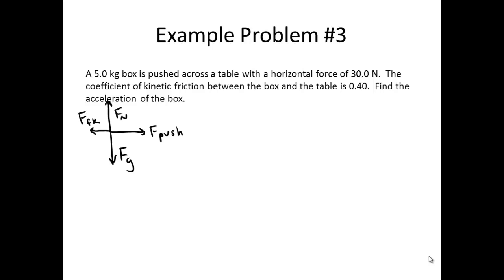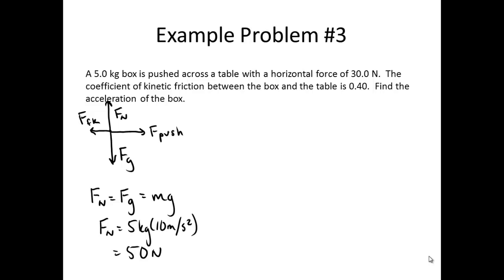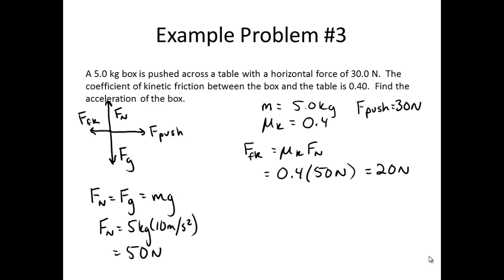Again, I'll draw a free body diagram here. This time our push is actually probably going to be bigger than our kinetic frictional force. So they're not equal in this case because we do have acceleration. We can again find our normal force is just 50 newtons in this case, and we are given that our push was 30 newtons and the coefficient of kinetic friction was 0.4. So our frictional force is 0.4 times the 50 newtons, or 20 newtons.